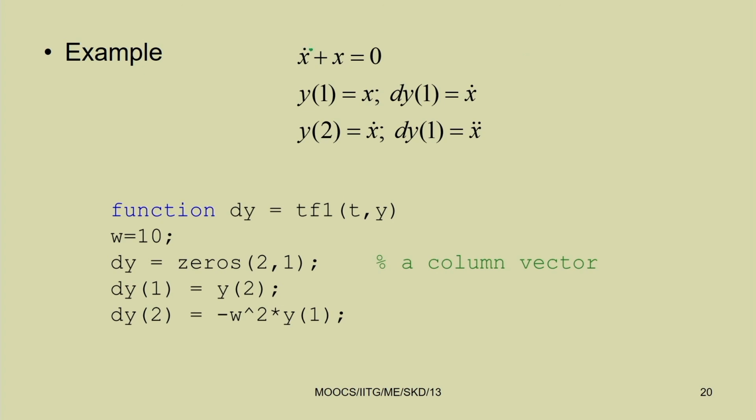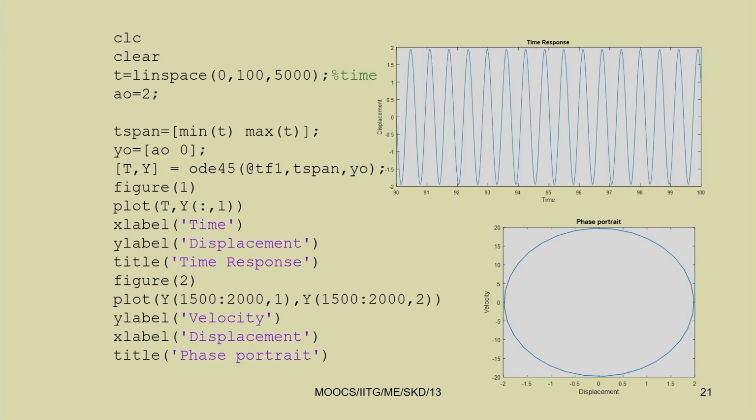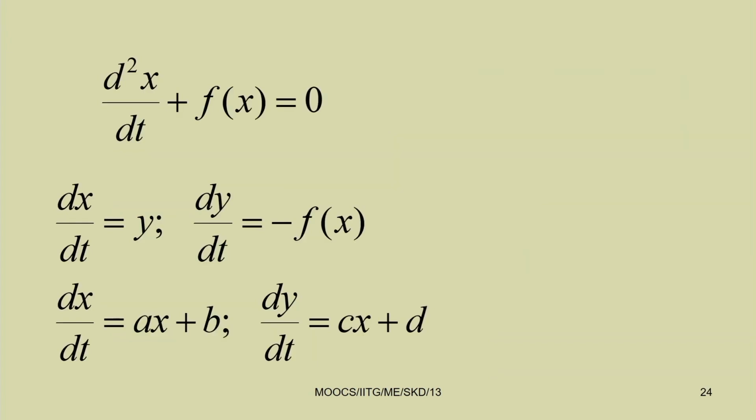So, you can take y1 equal to x, and depending on the equation, this is a first order equation. So, you can write dy1 equal to x double dot. So, you can write two differential equations and solve them. These are the responses; we have already seen this.